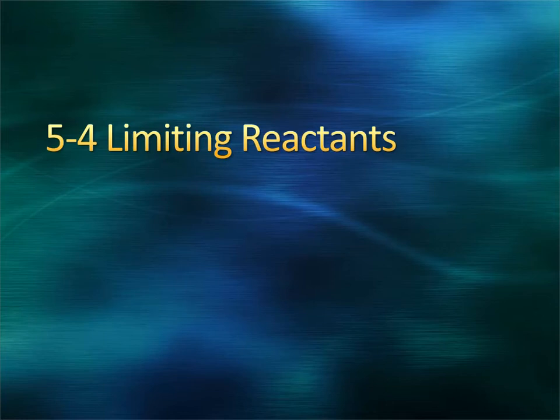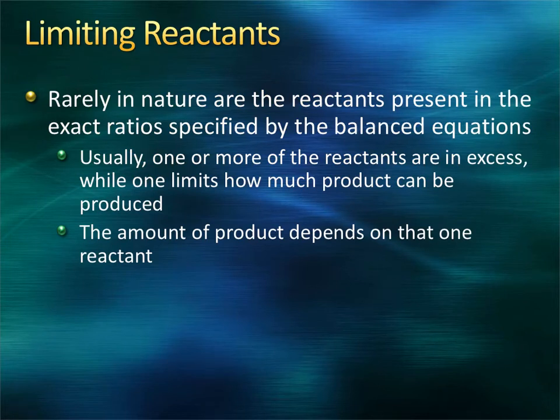Our last section from Unit 5 talks about limiting reactants. This is where we're going to use stoichiometry to determine which one of the reactants will limit how much product we can actually make. Rarely in nature are the reactants present in the exact ratios specified by the balanced equation. Usually one or more of the reactants are in excess, while one limits how much product can be produced. The amount of product depends on that one reactant.